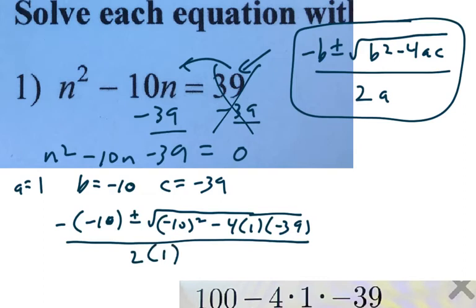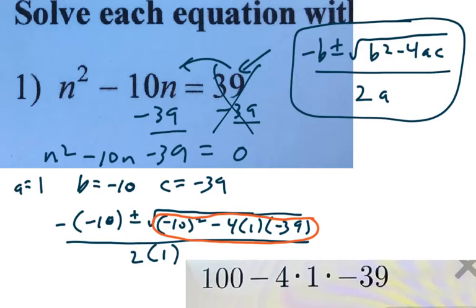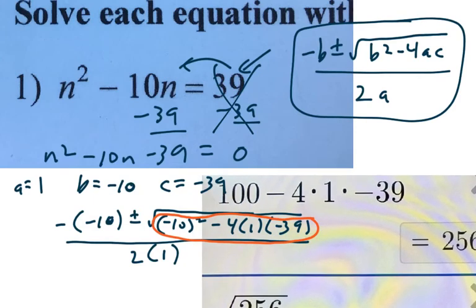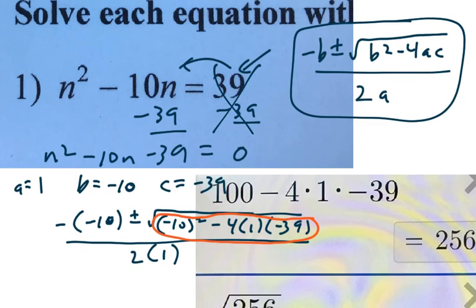Now, this is where we have to get our calculator, guys, and we're going to do everything in this radical, right? That's the hardest part. That's the hardest math that we have to do here. So, notice that if I do negative 10 squared, which is 100, and if I minus 4 times 1 times negative 39, hopefully you guys can see I get 256.